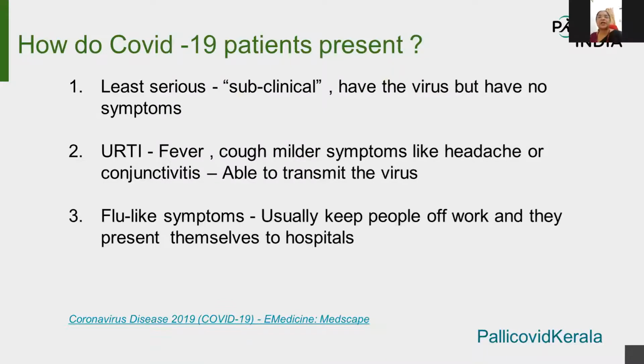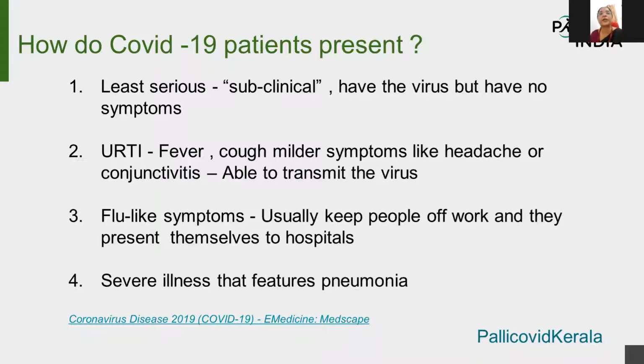And the third one is flu-like symptoms. It usually keeps people off from work. When we have flu symptoms, we don't tend to go to work, and these people present themselves to the hospitals. This is the third category. And the fourth one is severe illness that features pneumonia.